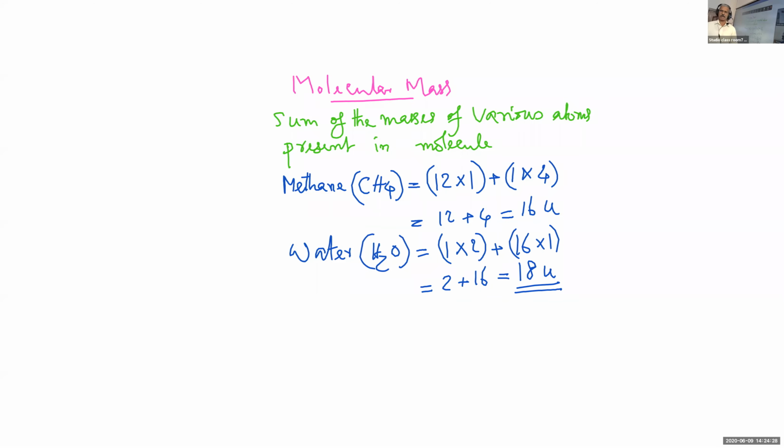So we can calculate the molecular mass by simply adding the atomic masses of the various types of atoms present in the molecule. That is equal to the molecular mass. All right? Okay. Now, let us think of another term called formula mass. And what is formula mass?